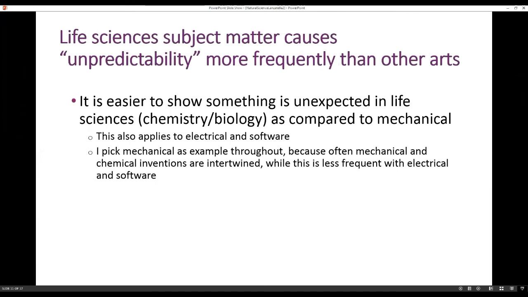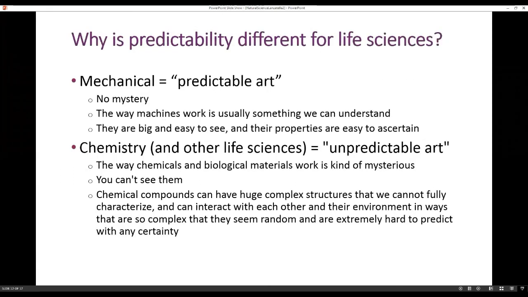of things that are unpredictable in life sciences subject matter as compared to mechanical. And again, I pick mechanical simply because I encounter mechanical plus chemical all the time in my practice, but this also applies to electrical and software. So why is this?